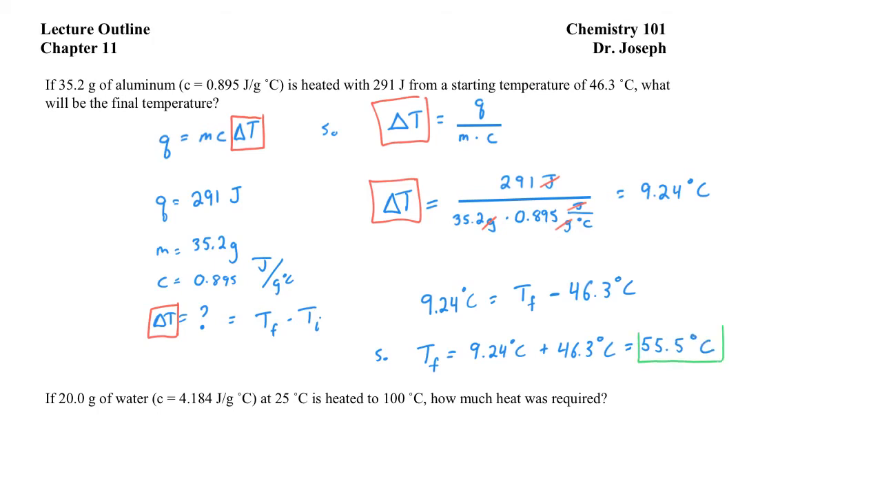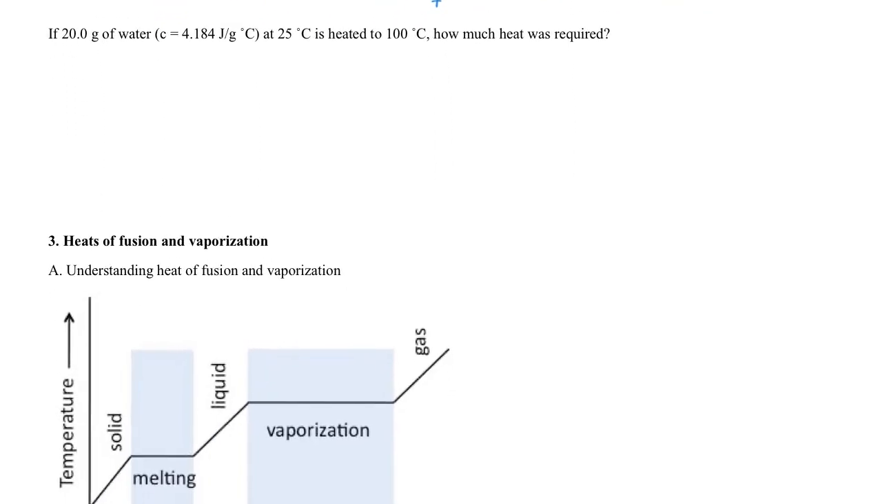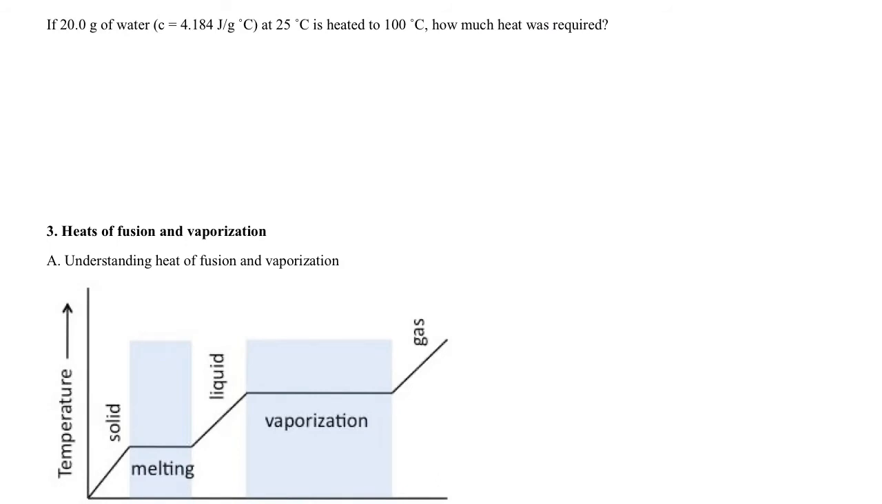So it turns out if we know the energy applied to a system and the mass of that system, as well as its heating properties, we can figure out what temperature it will go to. Let's look at another problem down here to see what else we can do with this Q is equal to mc times delta T. If 20 grams of water, and we're given this specific heat there for water, which is at 25 degrees Celsius, is heated to 100 degrees Celsius, how much heat was required to actually do this?